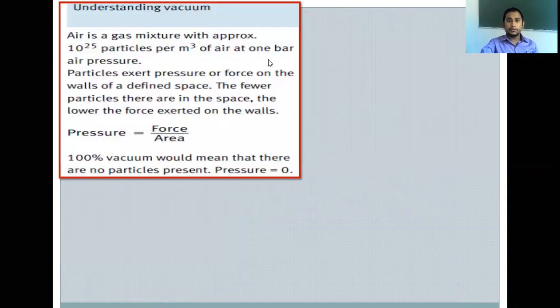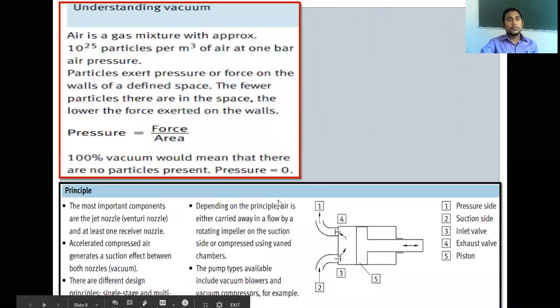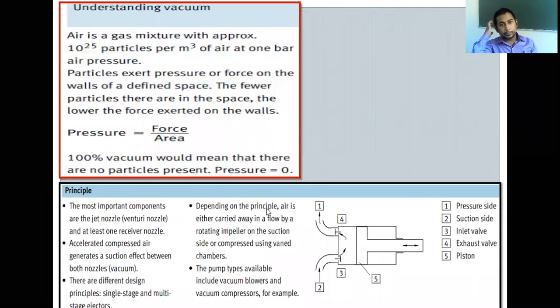So let's discuss the understanding of vacuum. What exactly is meant by vacuum? Air is a gas mixture with approximately 10 raised to 25 particles per meter cube of air at 1 bar air pressure.